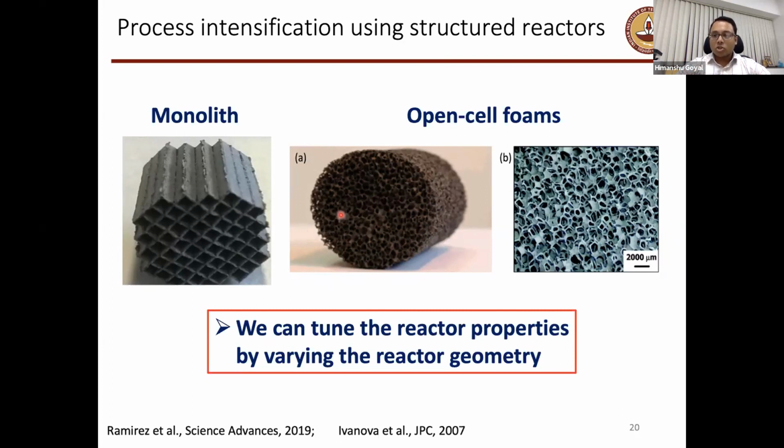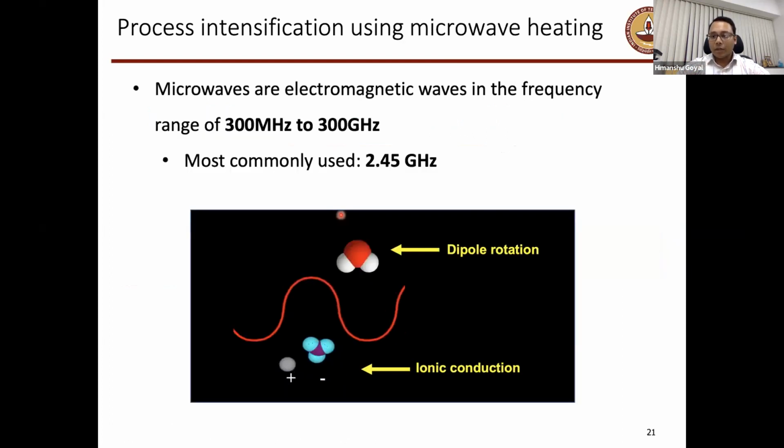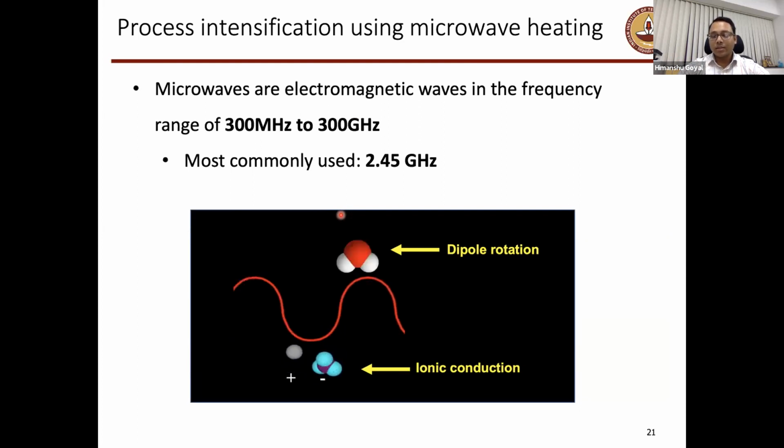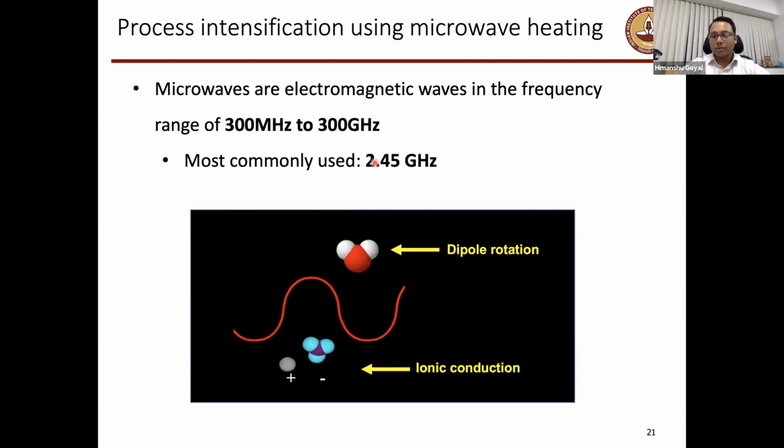So that is the direction we are pursuing. One is these structured reactors using conventional heating, and the second technique we apply for process intensification is the use of microwave heating. As I mentioned earlier, we can use renewable electricity to produce microwaves, which are nothing but electromagnetic waves in the frequency range of 300 megahertz to 300 gigahertz. The most common frequency used for microwaves is 2.45 gigahertz. Even in our kitchen microwaves, this is the frequency we are using.